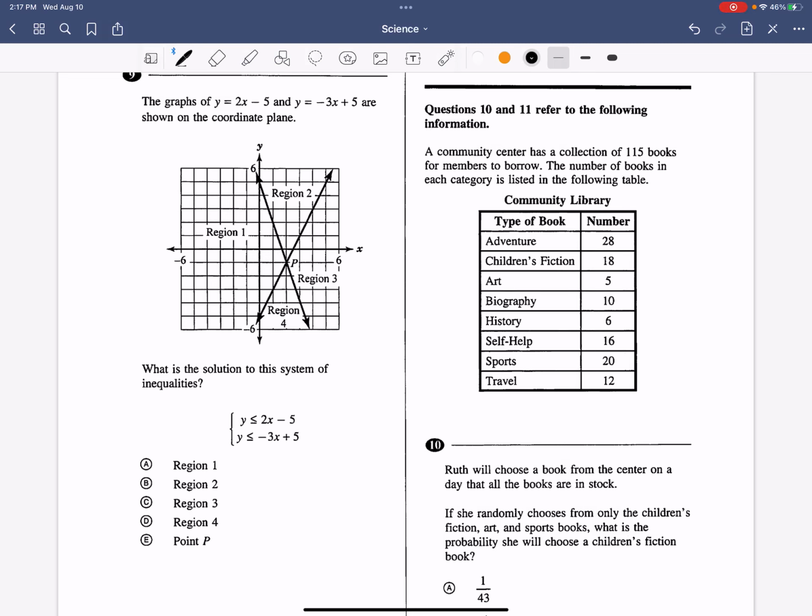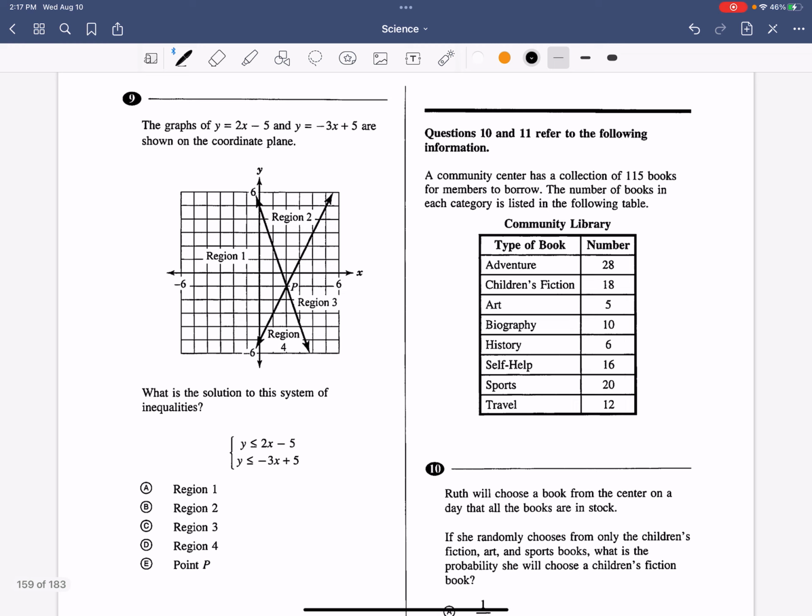Number 9 is definitely one of those questions I would skip if given the option. But let's go through it. It's not impossible to solve, it just takes a good while to do it. The graphs are shown on the coordinate plane, so we don't have to graph the two lines. We've already got those on there.